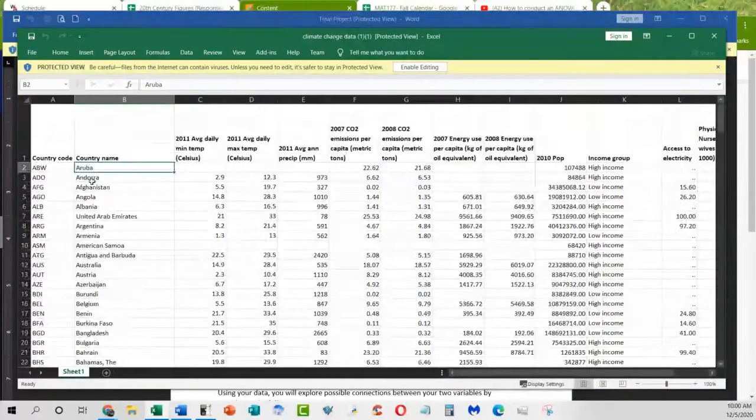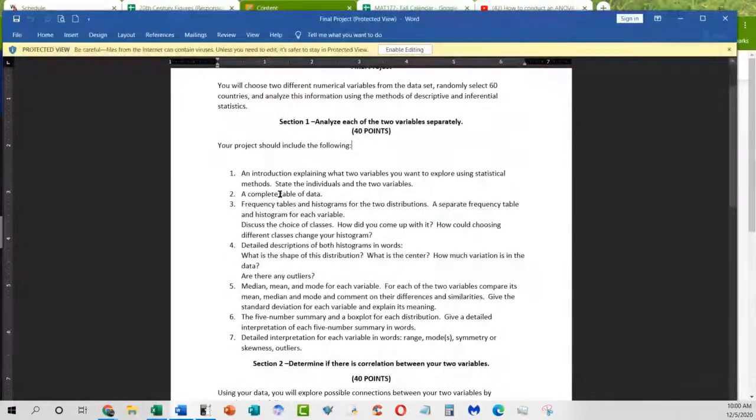Did you randomly sample these and roll a dice and go, okay, I'm going to pick one through six, and then I'm going to go to the next six and go one through six? However you wish to do it, it's up to you. But you explain to me how you picked your data. And then you give me the data.